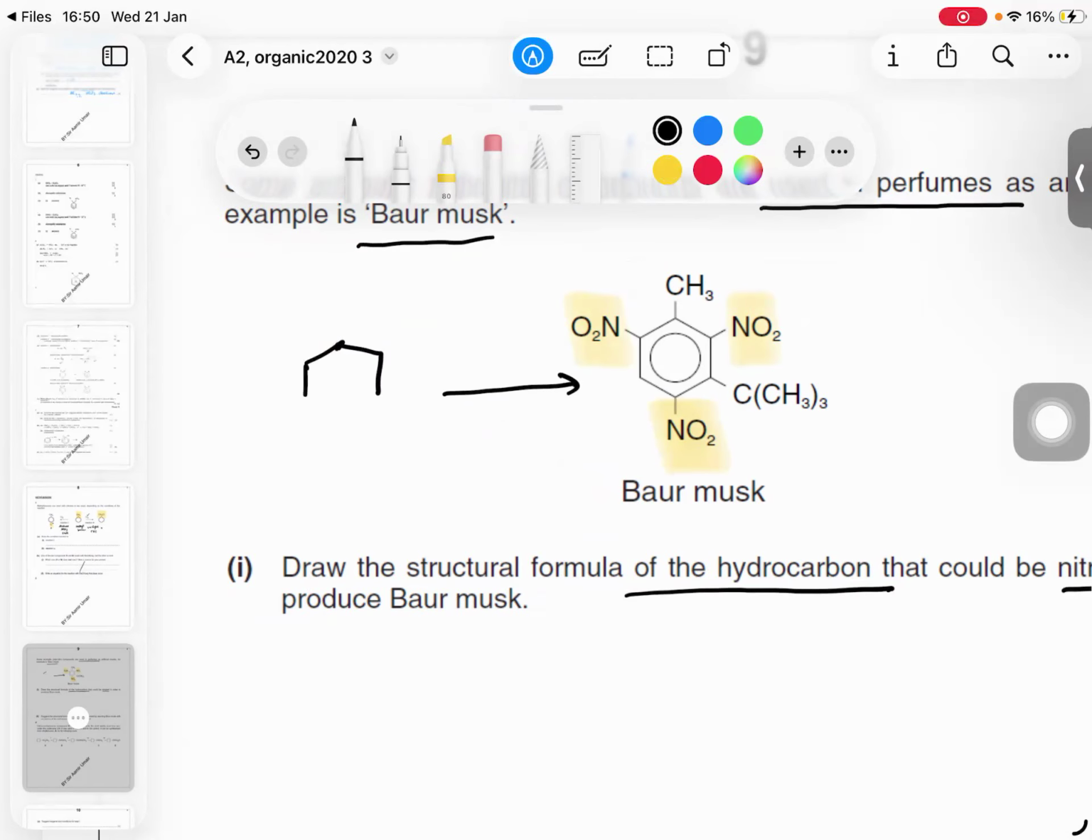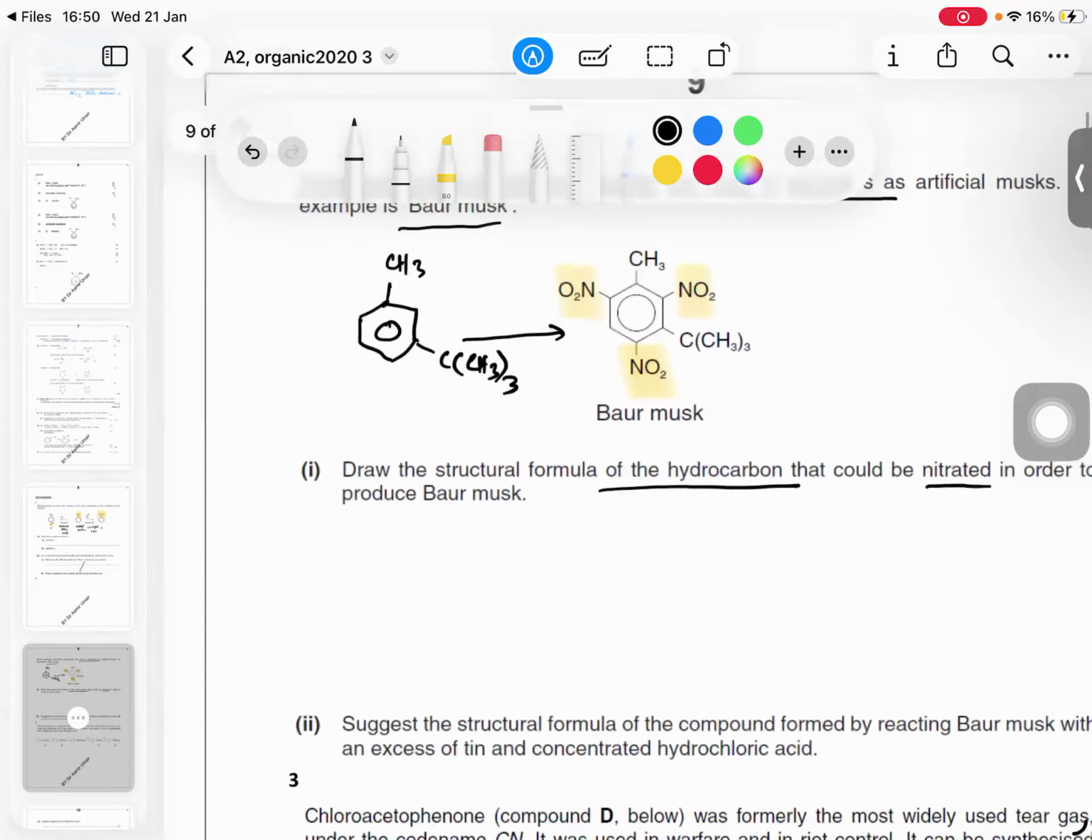Yes. So before nitration, you just take it as an alkyl benzene. So just with, I'm not writing the nitro group, so this is the one. So then you add concentrated nitric acid, sulfuric acid, and heat. Okay. Next.